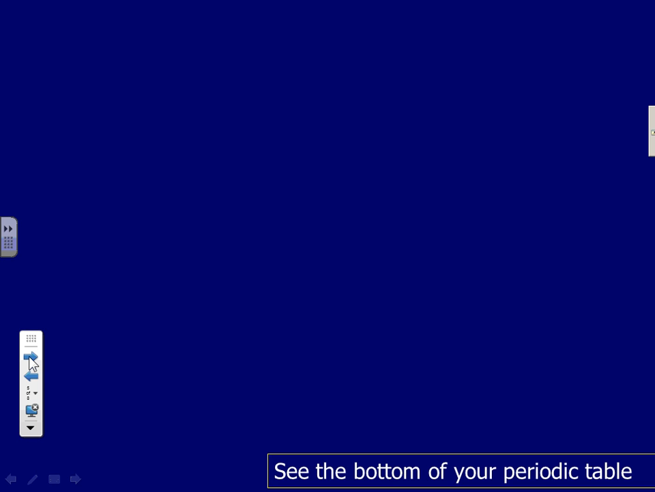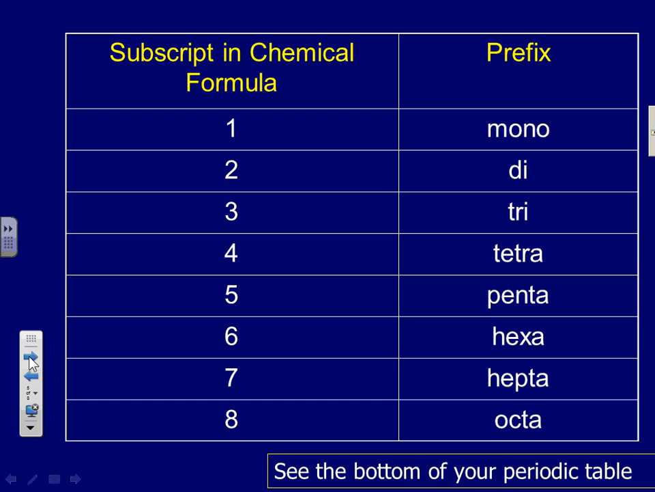So these prefixes, they look like this, and again, you don't necessarily have to make the big chart. The subscript in the formula and the prefix. And again, like I said, I've got a little chart on here. All right, so you don't have to memorize that chart. We just have to be able to use it. So one is mono. That's pretty obvious.